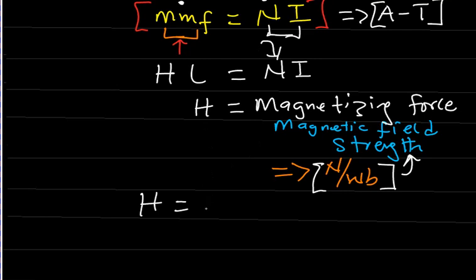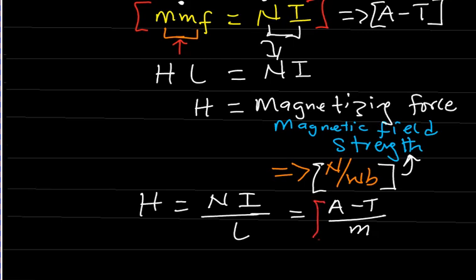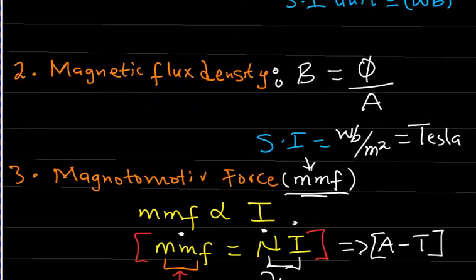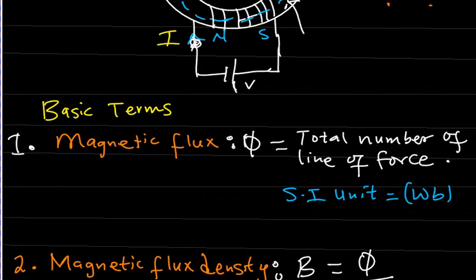So this is H. If I make H the subject of the formula, the magnetizing force is equal to the magnetomotive force divided by the length of the conductor. Magnetomotive force is measured in ampere-turn and length is measured in meter. So ampere-turn per meter is another unit for magnetizing force. These few formulas are really important because we are going to be solving some questions.